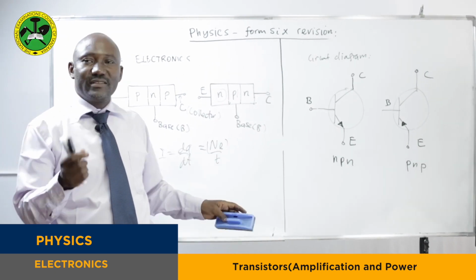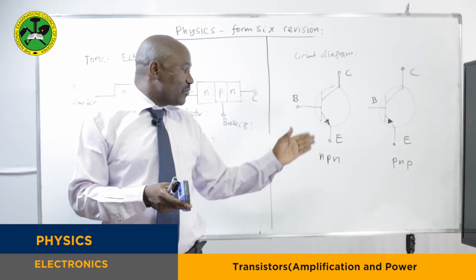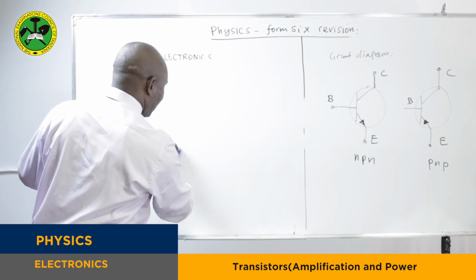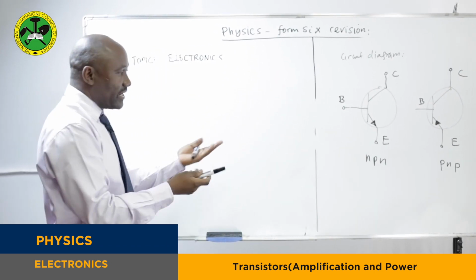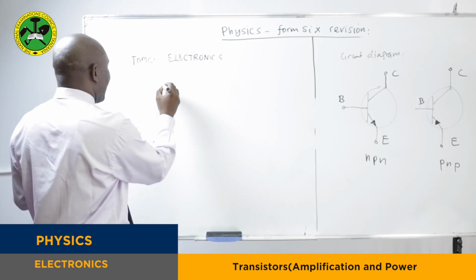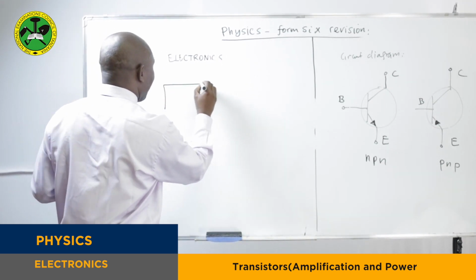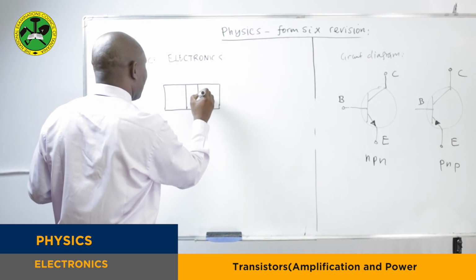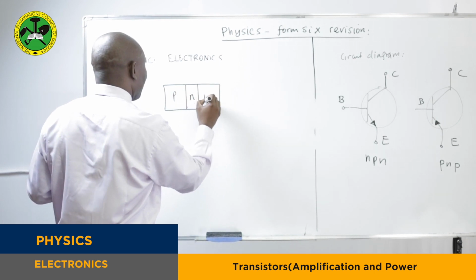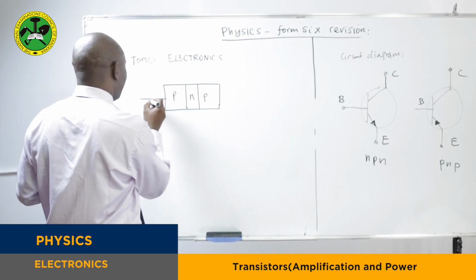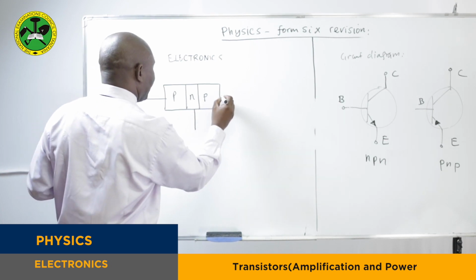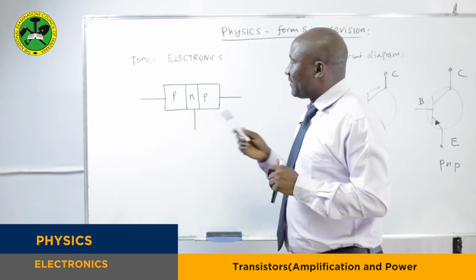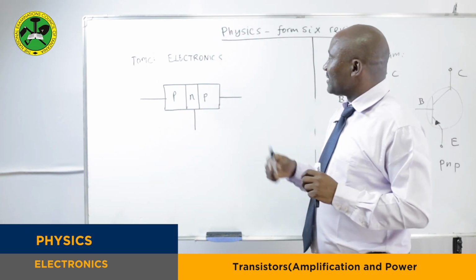Let's see now how the transistor works, either NPN or PNP. How does a transistor work? The operation of a transistor. Let's choose PNP. I'm using the diagram here. This is the diagram, and we said here the base should be very thin. Now this is our three terminal device.